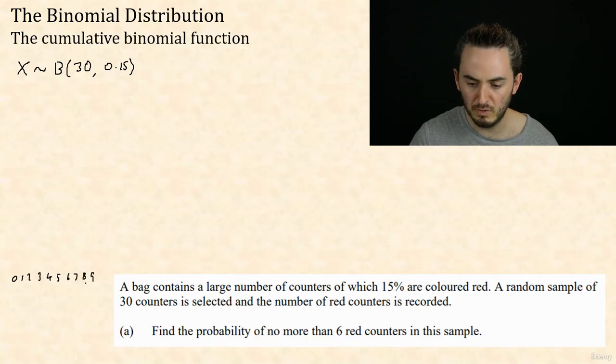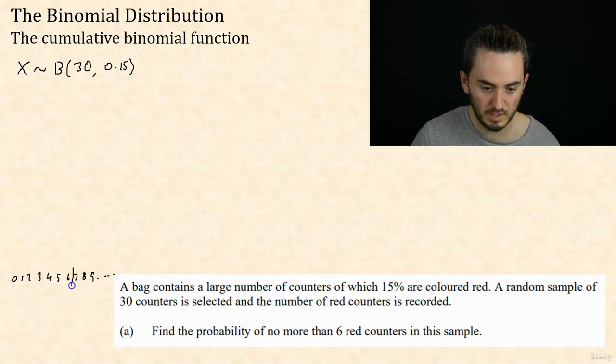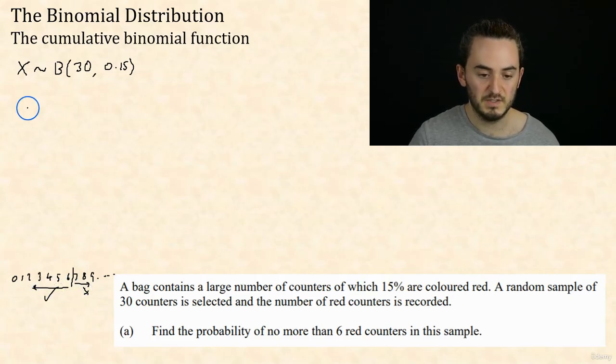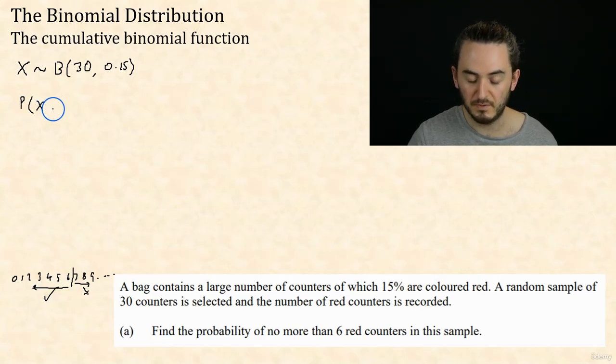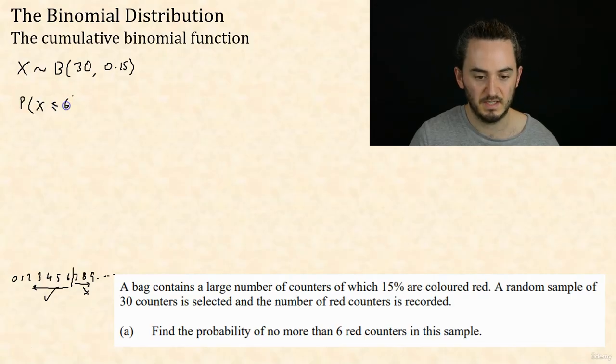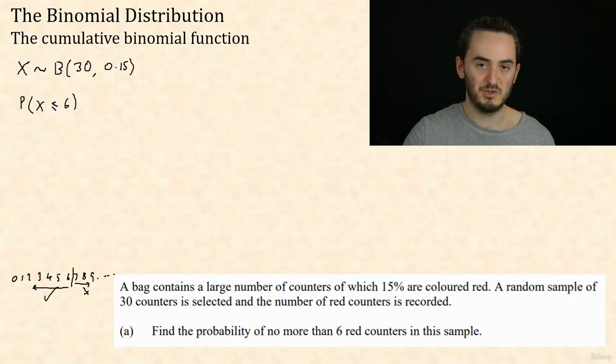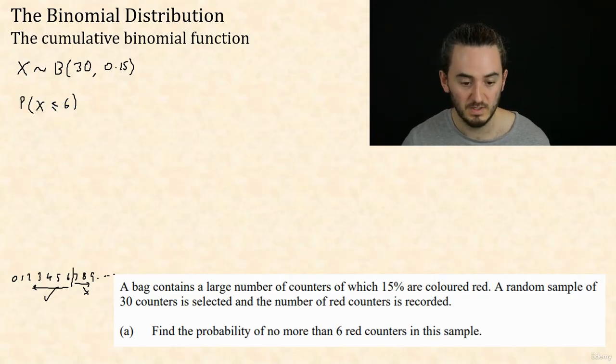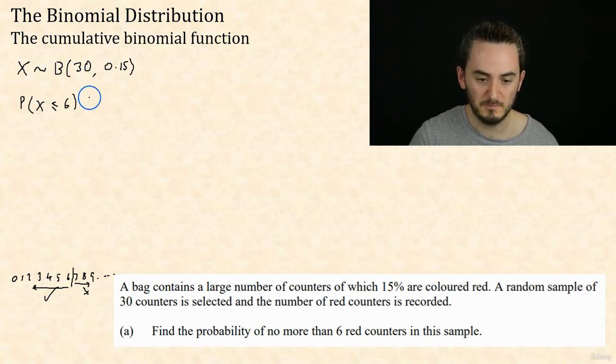Now, no more than 6. So not more than 6. So these are the ones which are more than 6. So not those, it's all of these. So what we want is the probability that the number of red counters is less than or equal to 6, i.e. it's 0 or 1 or 2 or 3 or 4 or 5 or 6. So what is that? Well, back to our calculator.